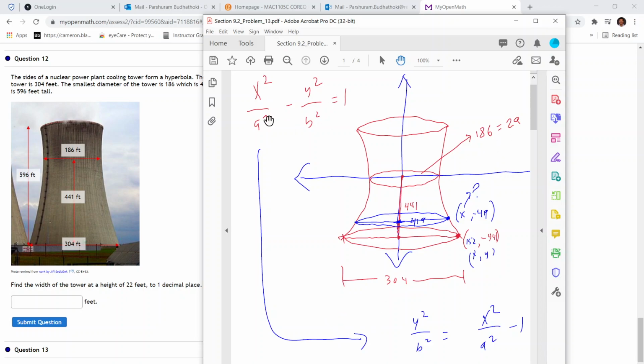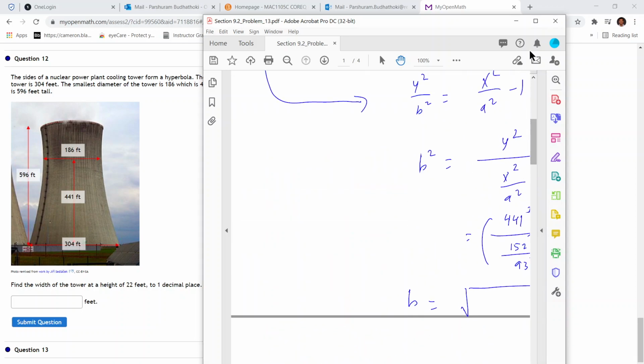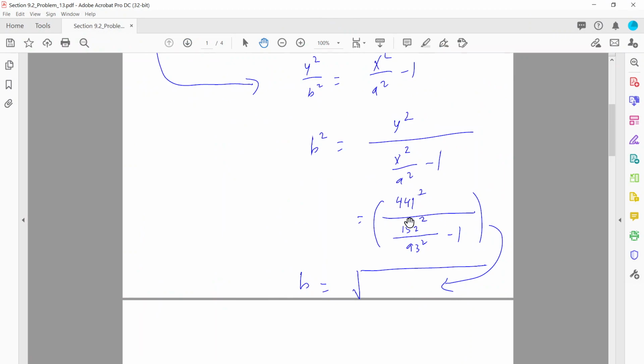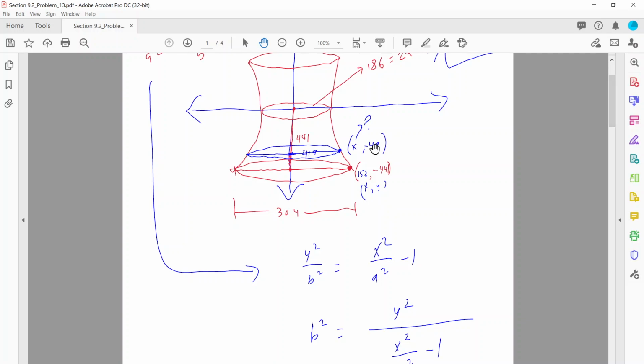For that we're going to use the very same standard equation, x square over a square minus y square over b square equal 1. So x square is equal to a square times 1 plus y square over b square. Keep in mind you already found the values of a and b from here. We already have b square, a square, and y, which is negative 419.